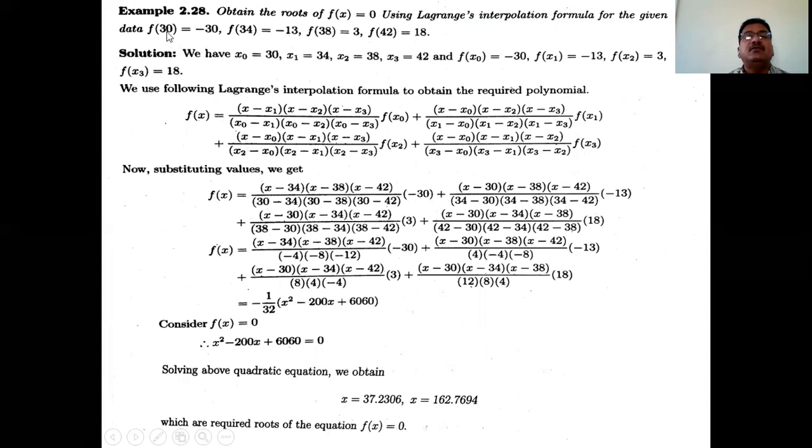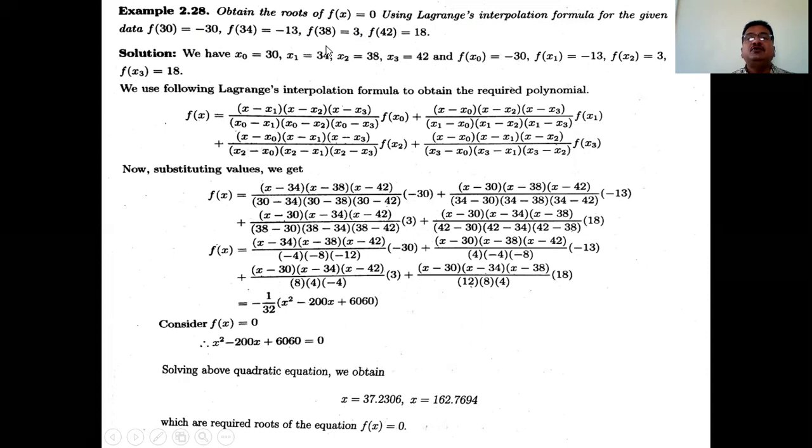So again, what are x0, x1, x2, x3? This is x0, this is x1, this is x2, and 38 and 42 is x3. So the values of x are 4 in number. Similarly, the values of y or f(x) are 4 in number. So this is f of x0, this is f of x1, this is f of x2 and this is f of x3. So start the notation from x0, that is x0, x1, x2, x3, and then f of x0, f of x1, f of x2, f of x3.